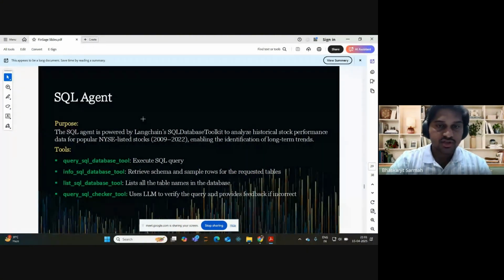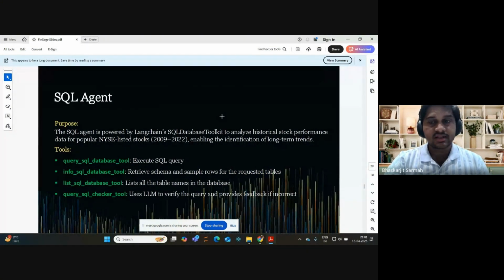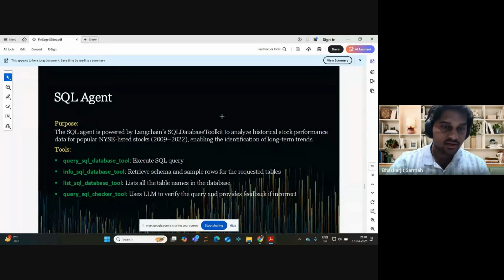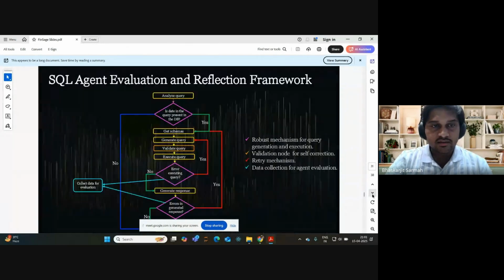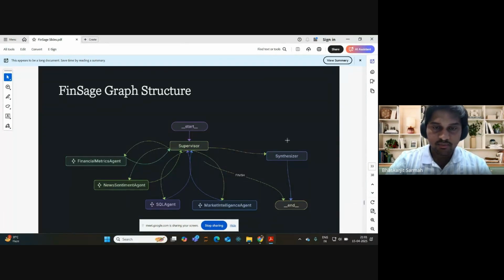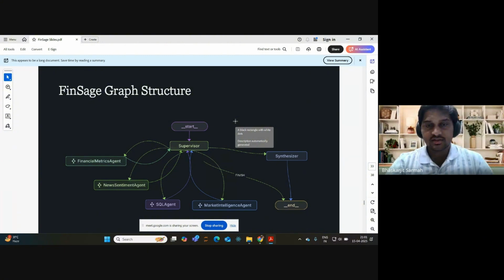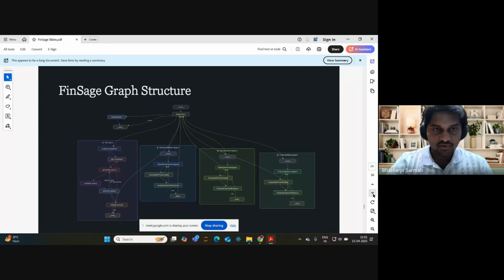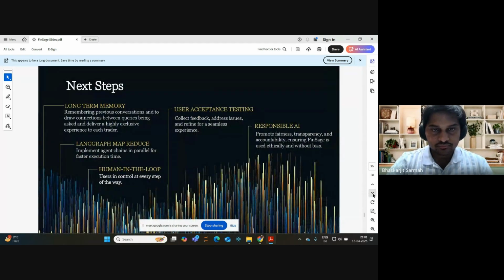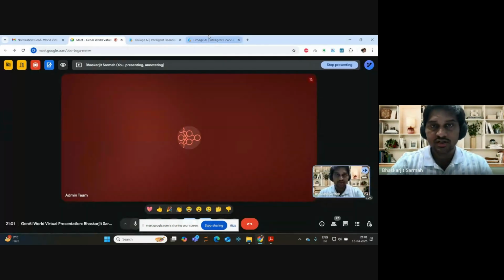the SQL agent. The SQL agent is just for analyzing any historical data that you might have, to perform historical data analysis for those particular securities that you have in your portfolio. And this is the graphical design of this entire multi-agent workflow. I'm just keeping this to show you the demo right now. Before I come to the next steps, let me show you the demo, how this tool actually looks.